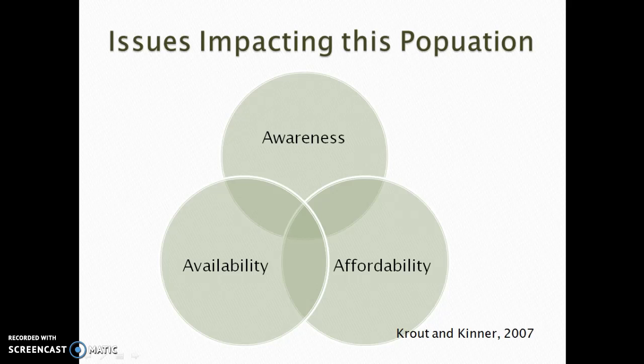Some of the barriers faced by rural populations include a lack of insurance, transportation issues, lack of providers for specialty treatment. Some identified barriers for rural minorities include ability to pay and availability and accessibility of services.